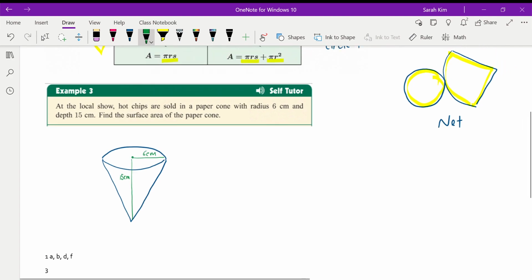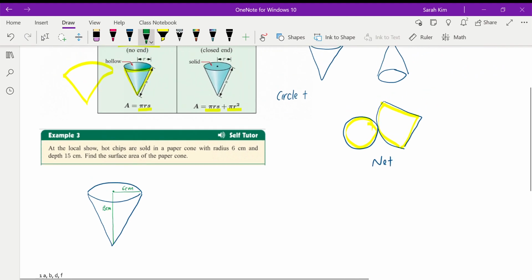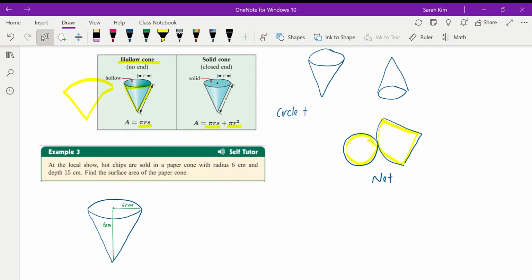So in order to be able to do this, I need to figure out if it's a hollow cone or a solid cone. If I just want to figure out the surface area of the paper cone, it's just considering that arc, the sector part. So it's just that part and not the circle part. That's just going to be the hollow cone because I don't really care about the circle part. So my area equation, my TSA, total surface area, is simply pi times r times s.